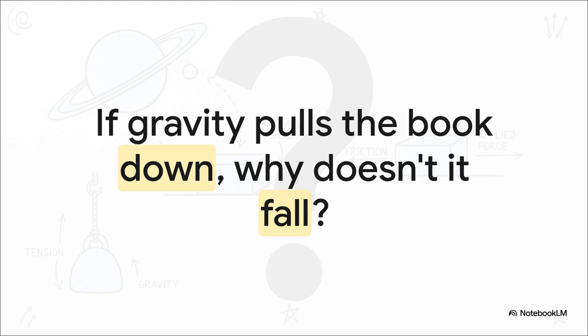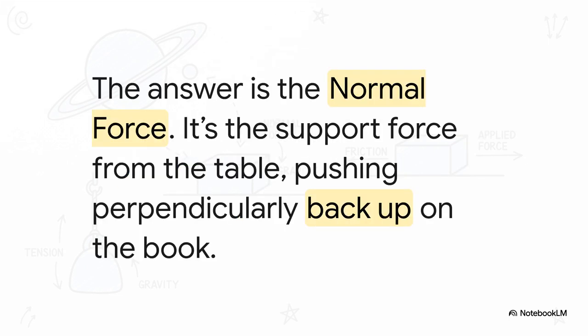Okay, but wait a second. This brings up a really important question. If gravity is constantly pulling the book down, why isn't it moving? I mean, shouldn't it be accelerating downwards? What is stopping it from just falling straight through the table? The answer is our second force, the normal force, which we'll label Fn.